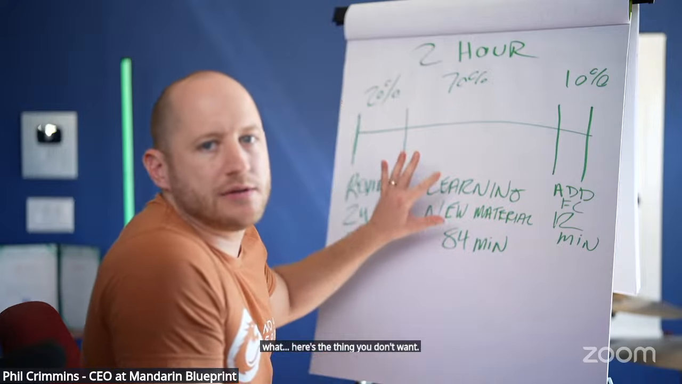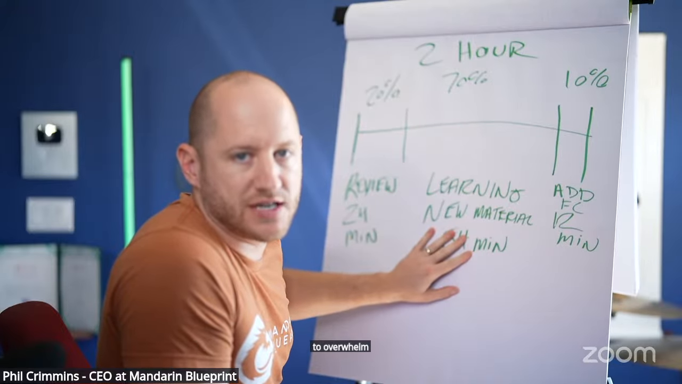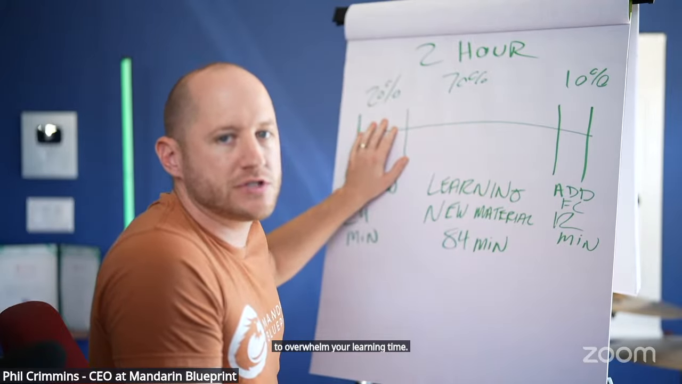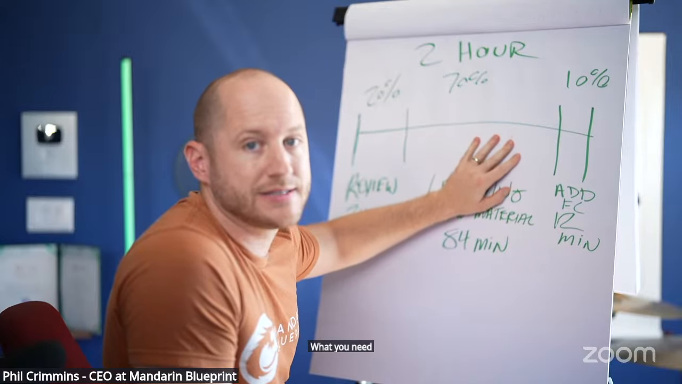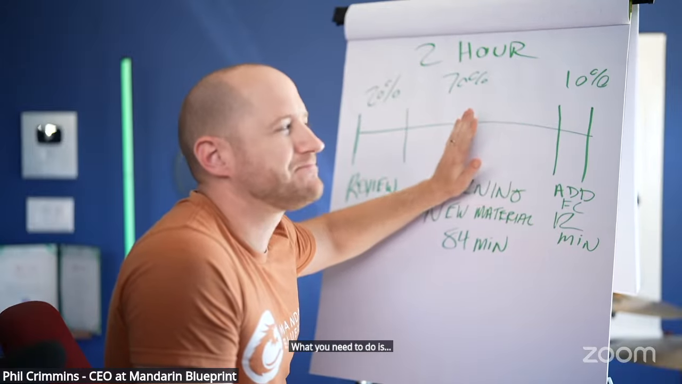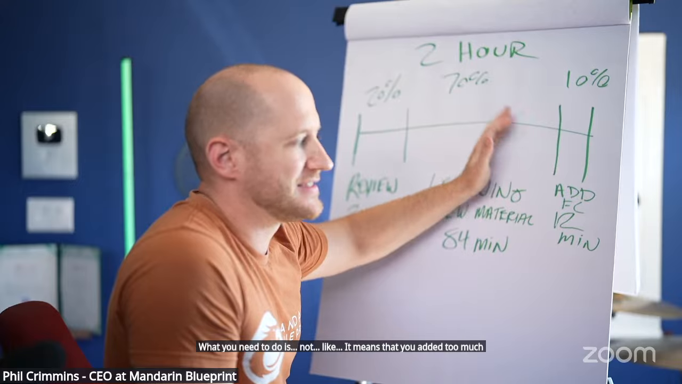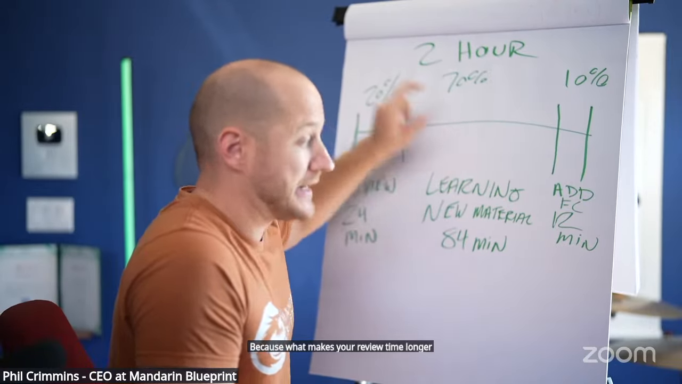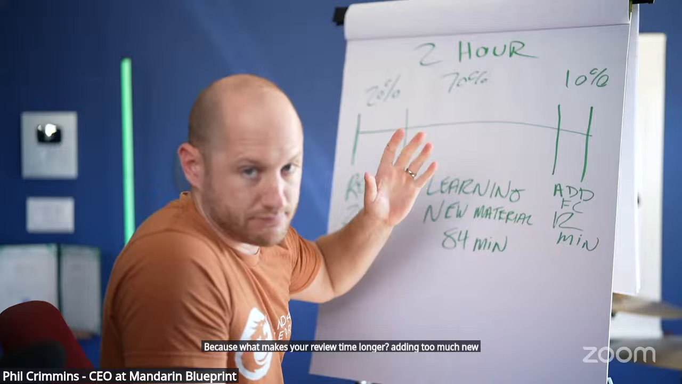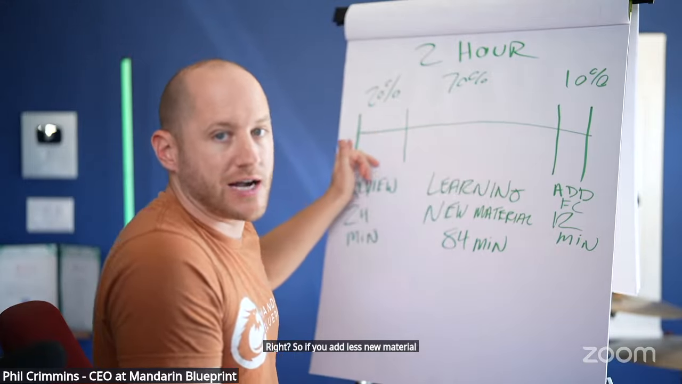You don't want your review time to overwhelm your learning time. So if your review time is taking longer than your learning time, it means that you added too much and the balance is a little bit off. Because what makes your review time longer? Adding too much new material, right? So if you add less new material, then your review time will get shorter.